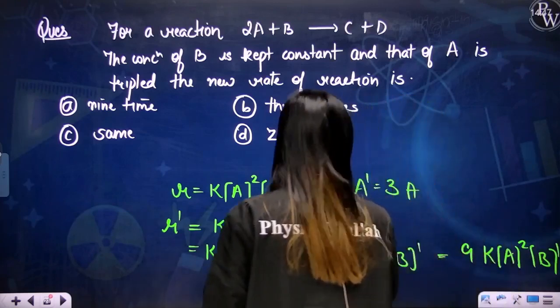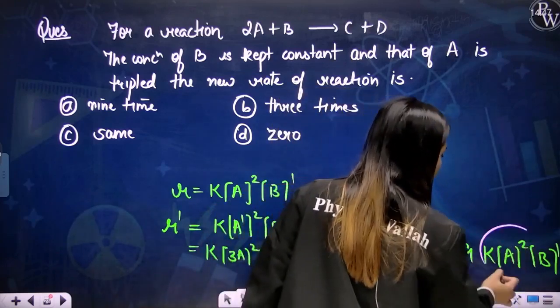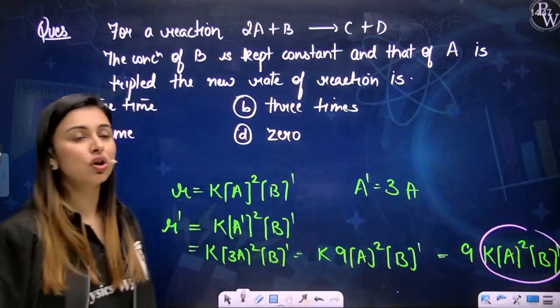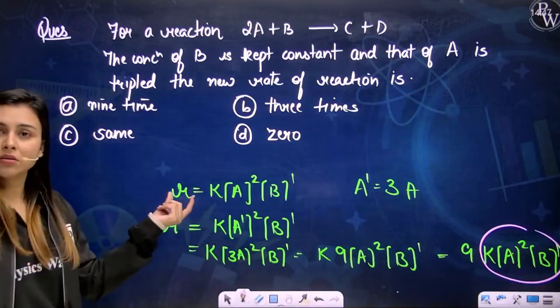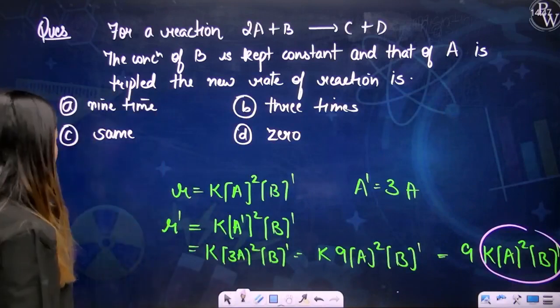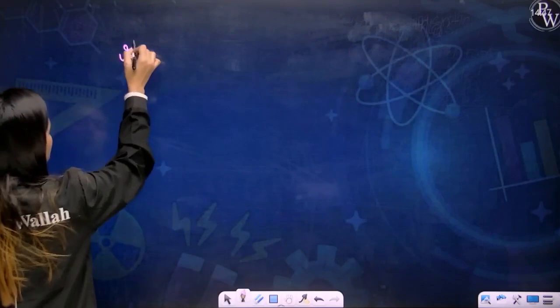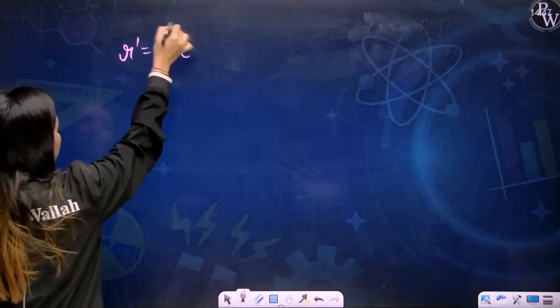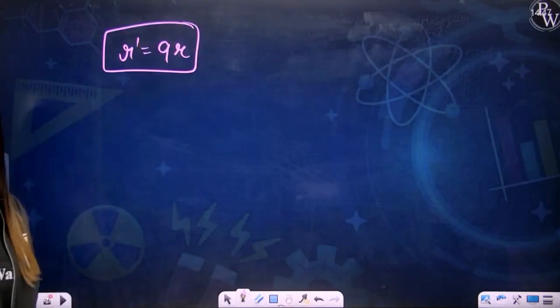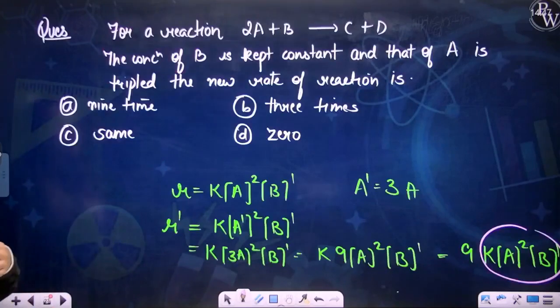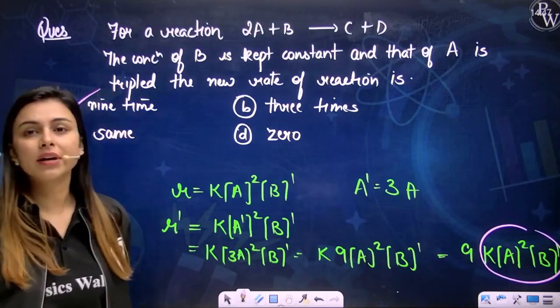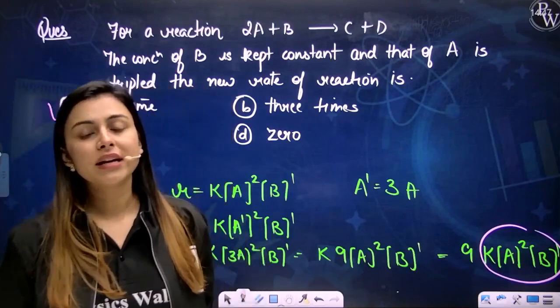Now just check. This part which I have circled is actually equal to R, right? Yes. So can I say that R dash is actually equal to 9 times R? Right? Yes. So the new rate is 9 times the initial rate. It is 9 times the initial rate. So option A will be your correct answer.